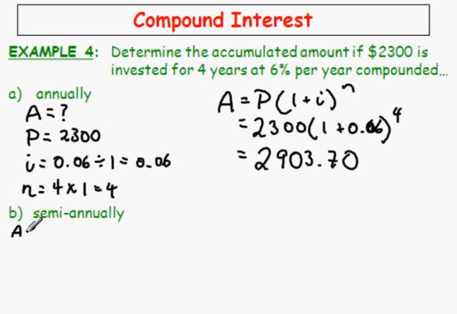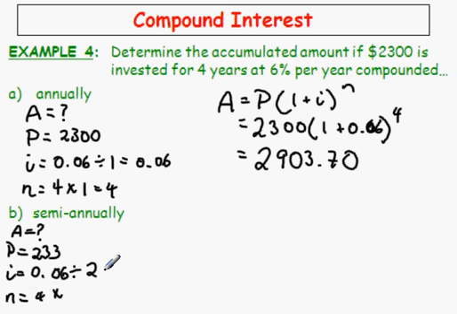All right, we'll do the same for semi-annually. Okay, so for semi-annually, we're going to multiply and divide by 2. So we take our interest rate and divide it by 2, and our number of years and multiply by 2. And then we use all of this in our formula.